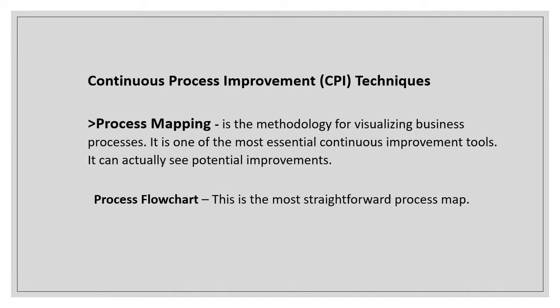Continuous process improvement or CPI techniques. We have our process mapping. What is it? It is the methodology for visualizing business processes. It is one of the most essential continuous improvement tools that can actually see potential improvements. Part of process mapping is the process flowchart. This is the most straightforward process map.